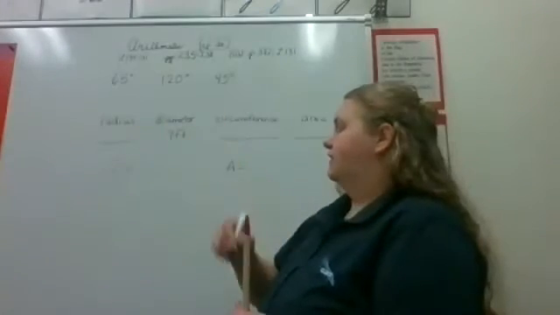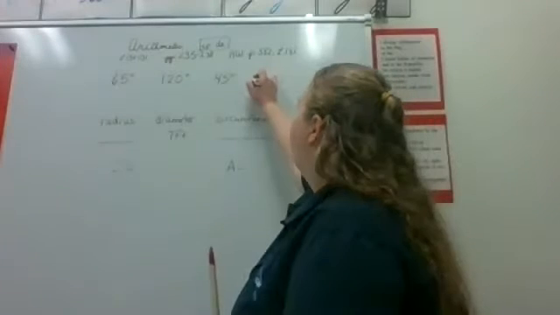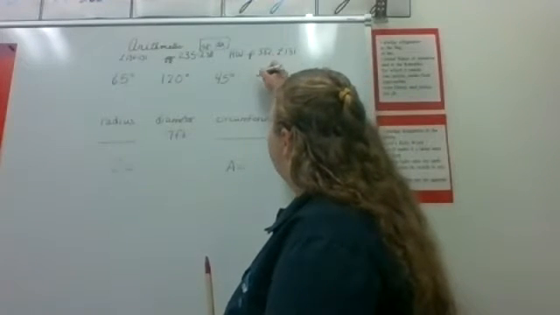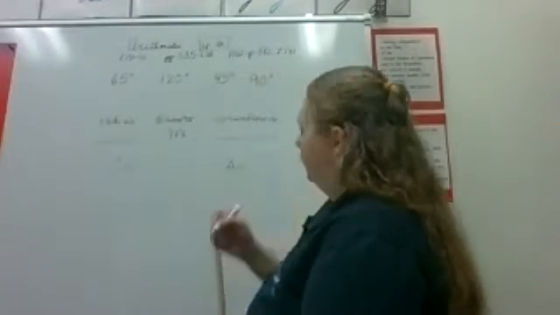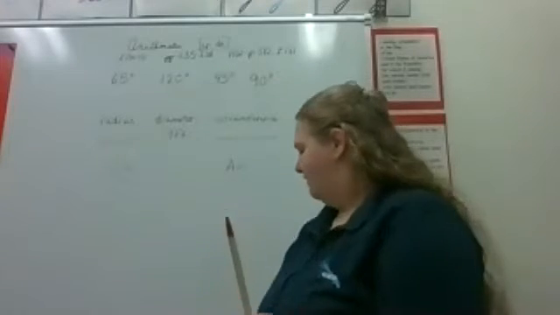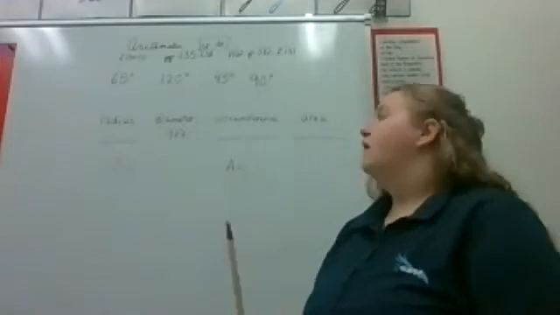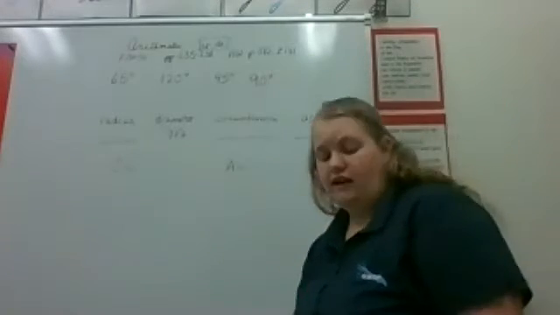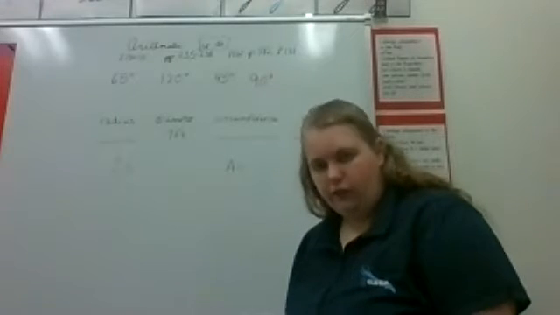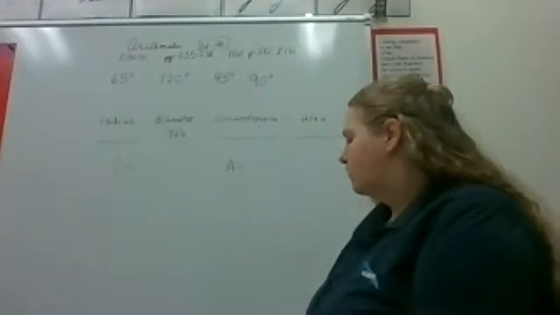It's like 65. If we had a 90-degree angle, what would that be? Exactly, that's a right angle. And so we want to make sure that we know the difference in our sizes of angles.